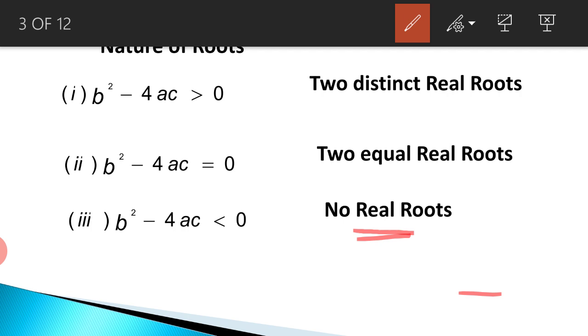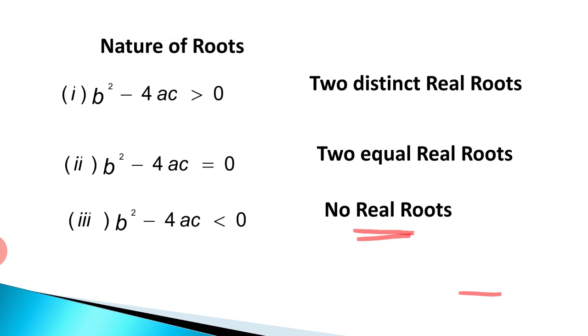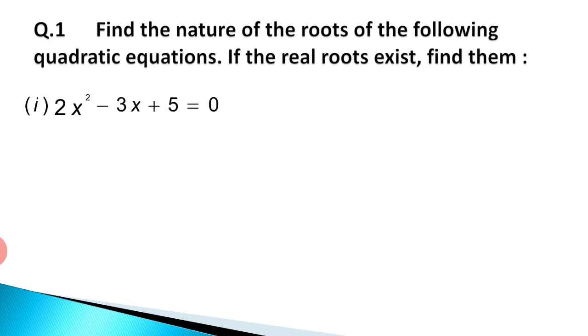Is it clear? So these three conditions you must know, and you have to learn these and use these concepts in solving the questions from exercise 4.4. So let us go for exercise 4.4 and the first question. Find the nature of roots of the following quadratic equation, and if the real roots exist, find them. So the first equation, 2x square minus 3x plus 5 is equal to 0.